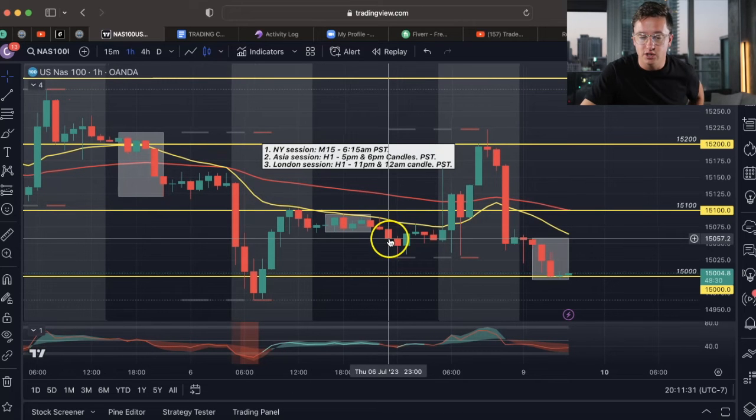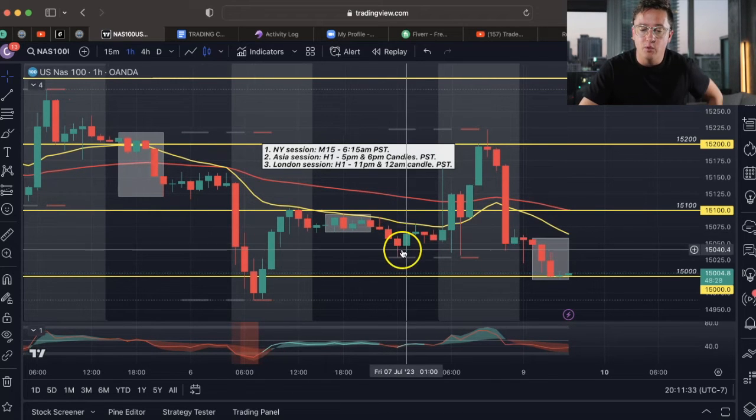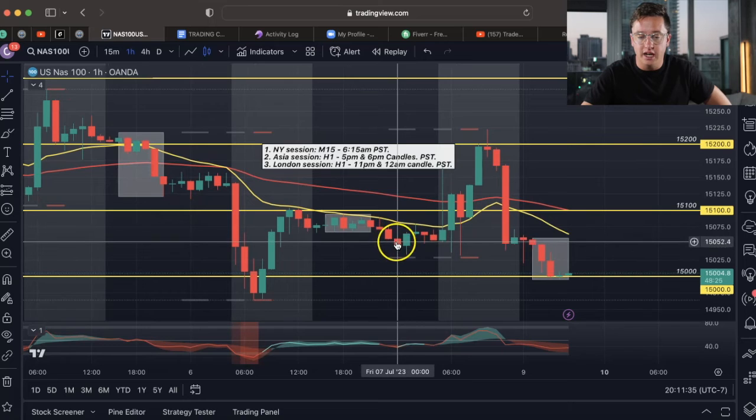So we have these two times right here, the 12 a.m. and then we have the 1 a.m. candle right here that we're looking at. Once the candle closes, that's going to give us confirmation.